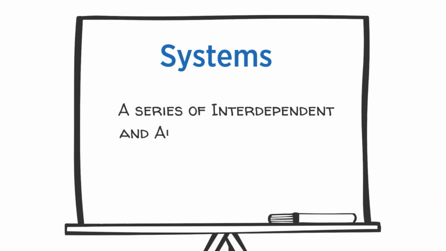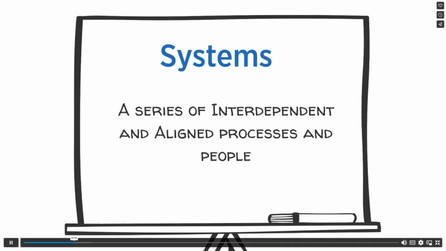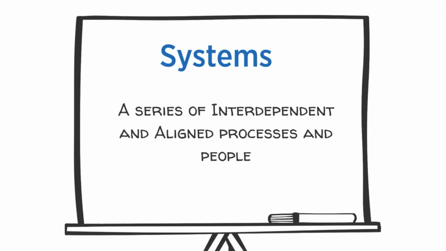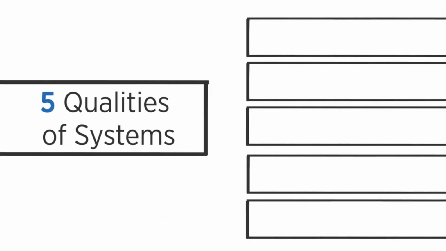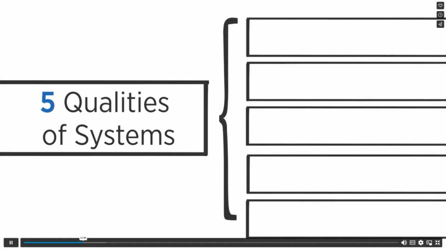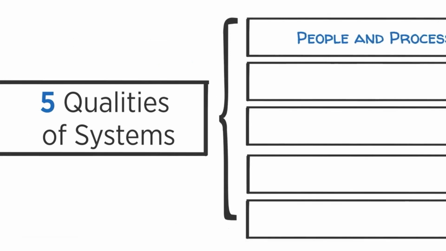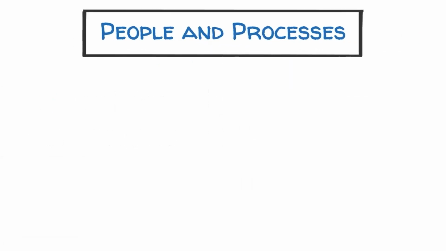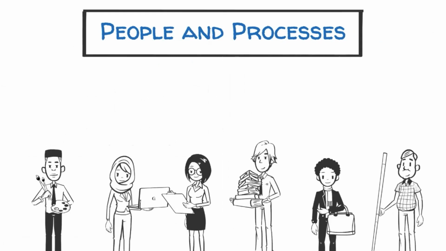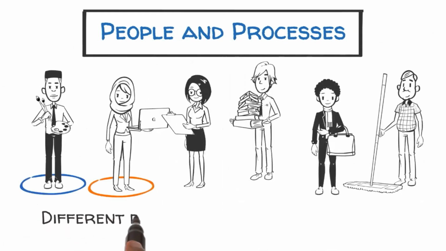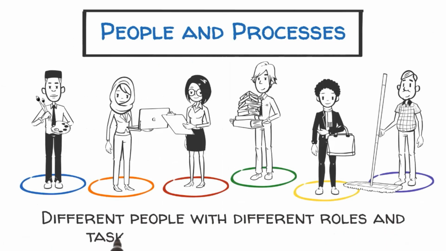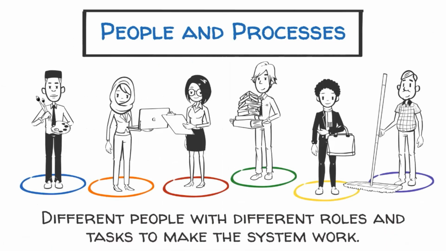Let's start with the first part of our definition, a series of interdependent and aligned processes and people. First, this tells us about the things in our system, the processes that people engage in, and the people themselves. Any organizational system will involve people and the processes or work that they do. Any system we design for our schools to implement a particular program needs to pay attention to the different people in the system and the work that we expect them to engage in.